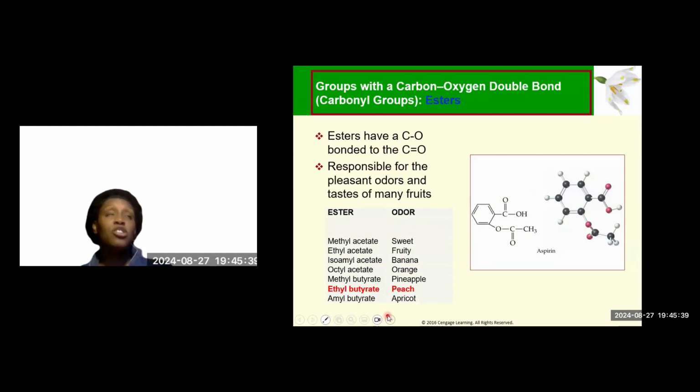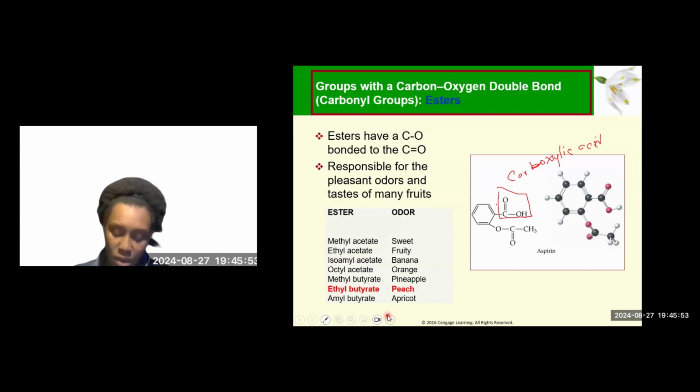Next, we're going to talk about esters. So what an ester is, and we have aspirin to show you. So if you look here, this is a carboxylic acid because you have this OH group. This is an ester. Because on the side where the OH would be, you have another carbon. So an ester is going to be a carbonyl group with an oxygen attached to it. And then on this side will be another carbon, not a hydrogen. And so these are esters.